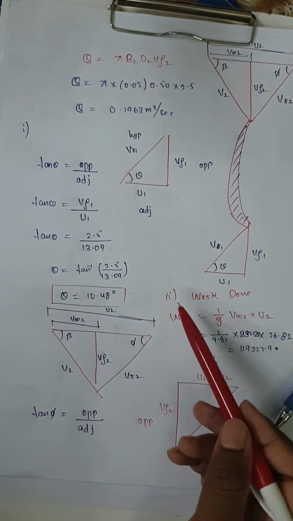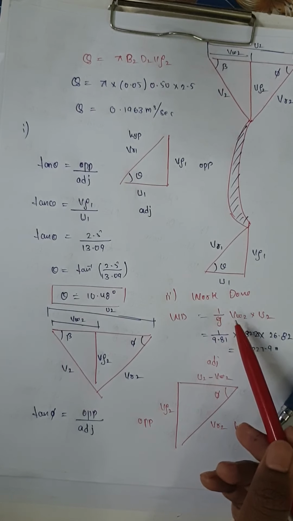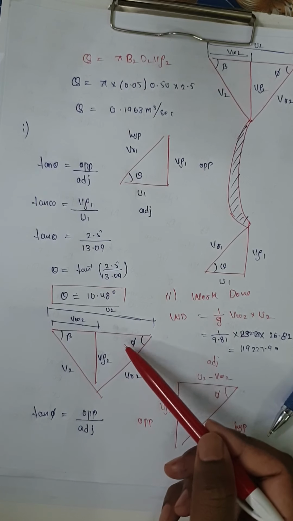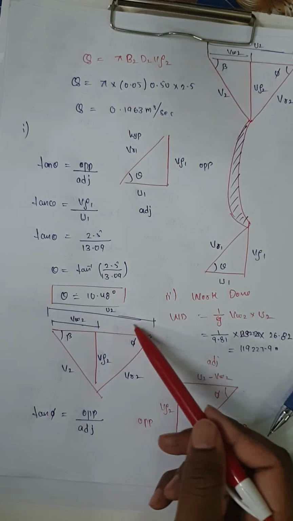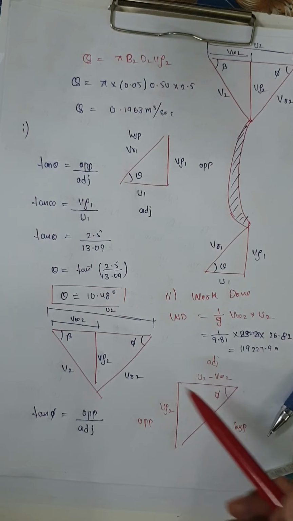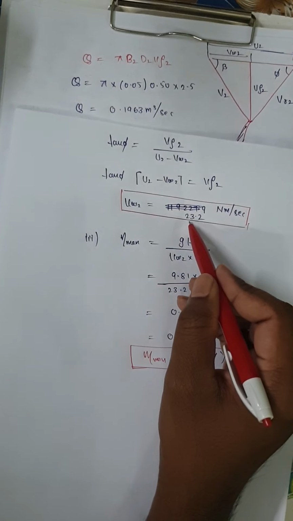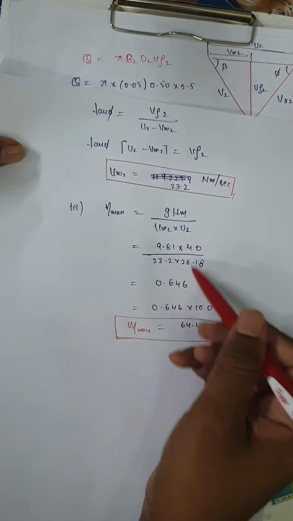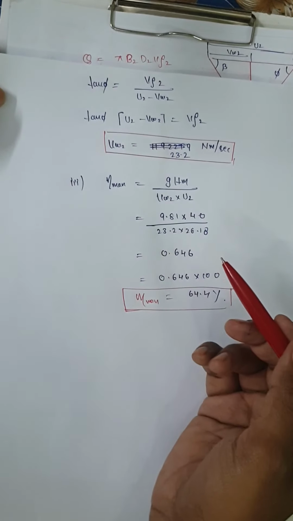Then you have to take the work done. In work done, everything is known except vw2. For finding vw2, you have to select the outlet triangle. In the outlet triangle, vw2 will lie here, because this is data. So this area you have to consider as the u2 minus vw2. If you take that and solve that, you will get the value of vw2, 23.2 meter per second. After that, if you substitute vw2 here, you will get the work done. Then you will get the manometric efficiency of this one.